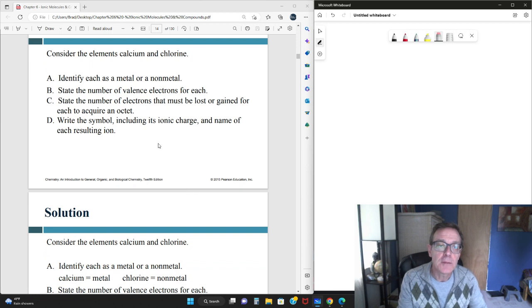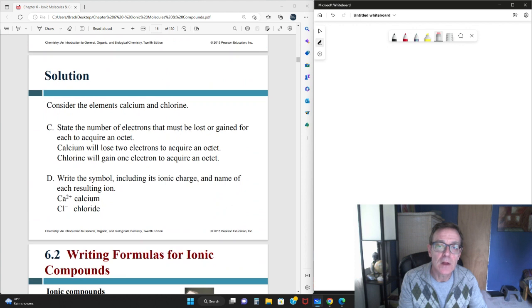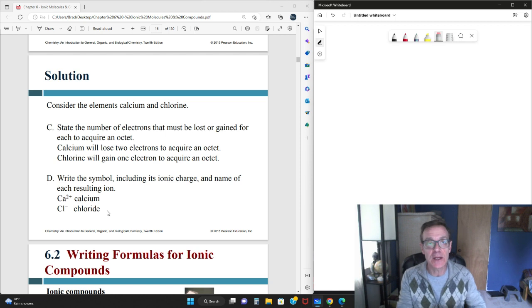The number of electrons that must be lost or gained. Calcium will lose 2 electrons, okay, because it has those 2 valence electrons. It's going to lose those 2, and chlorine will gain 1 to acquire its octet. Okay, so the calcium, when it loses its 2 valence electrons, becomes a cation with a charge of +2. Chloride gains that electron to get a charge of -1.